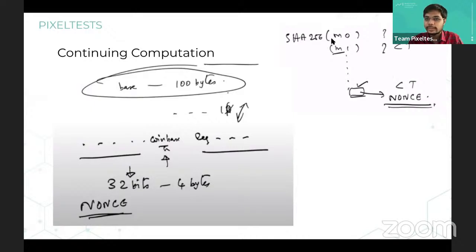And this is what we have discussed again, right? Instead of H, it is SHA-256 of the message along with the attempt that is being made. And wherever the SHA-256 value is less than t, that is going to be called the nonce.